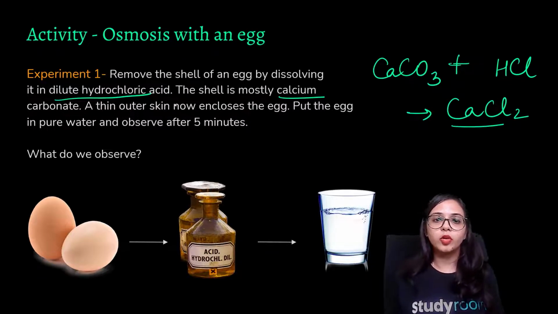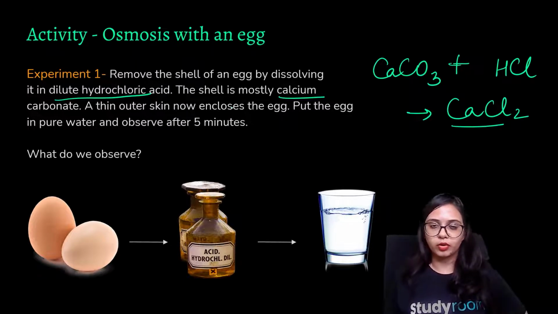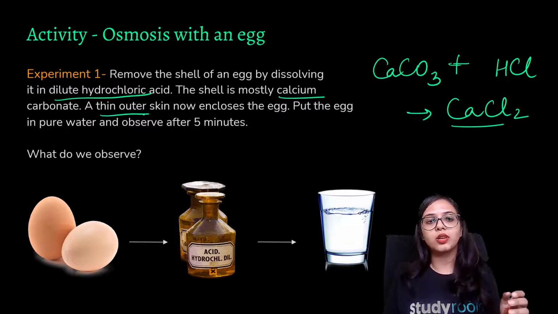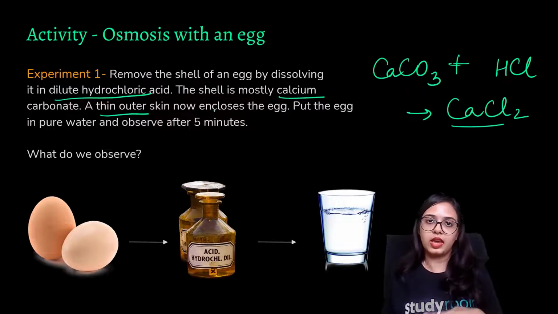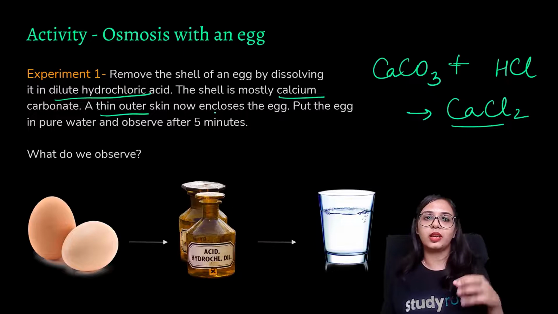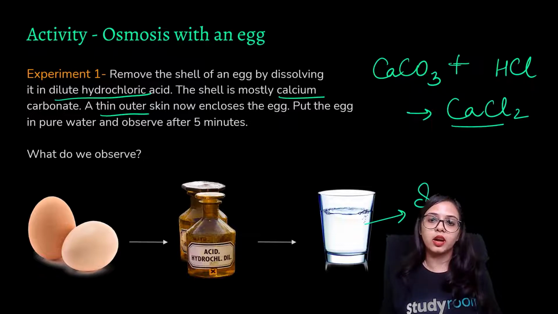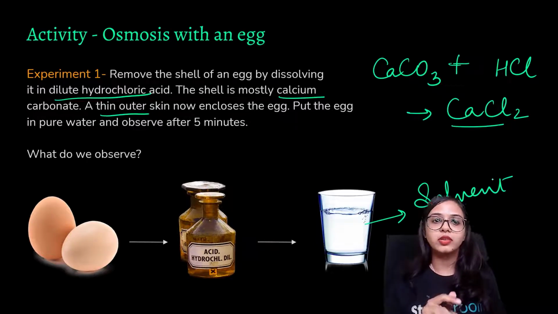Okay, so we are removing the hard shell by dissolving the egg in dilute hydrochloric acid, and then after that calcium chloride forms and the shell is removed, then a thin outer skin only would now enclose the egg. That means the egg only contains a cell membrane now. Now we will put the egg in pure water. Pure water here is our solvent particle. So we will put the egg in the pure water, and we will observe what happens after 5 minutes.